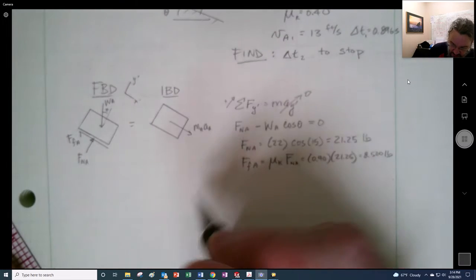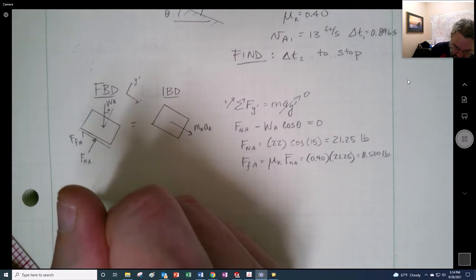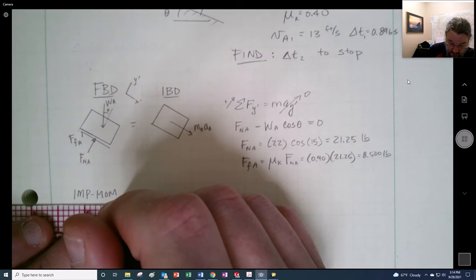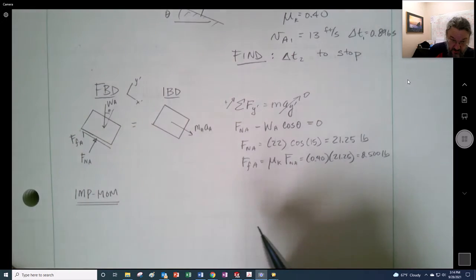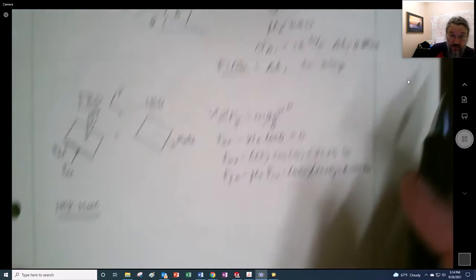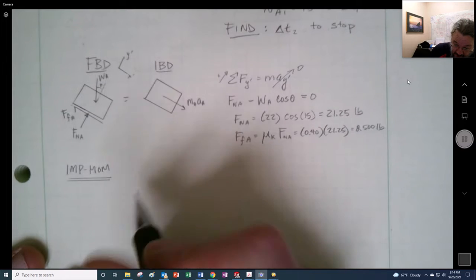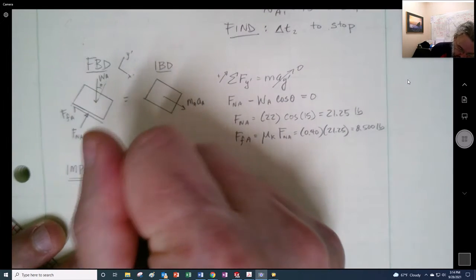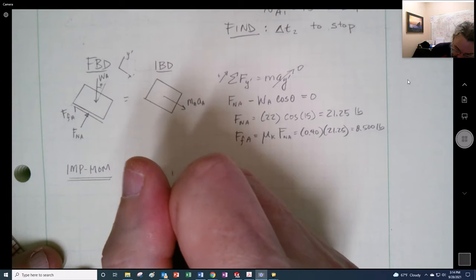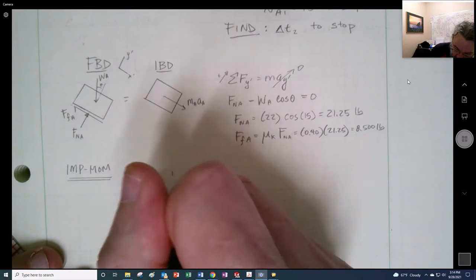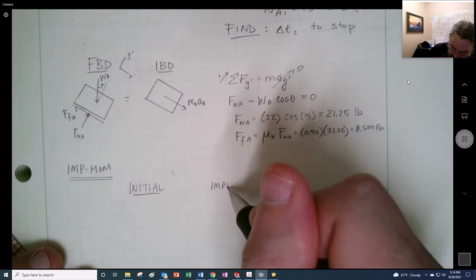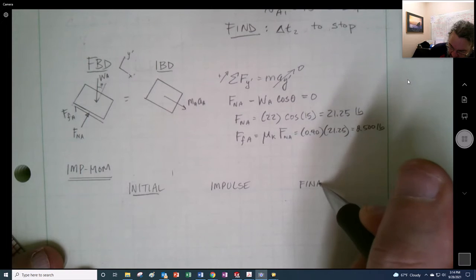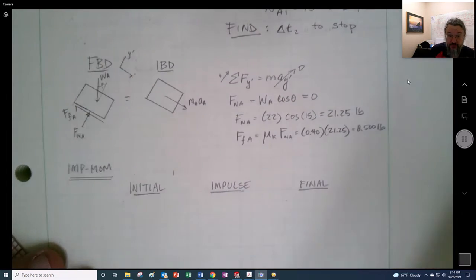Now we're going to do impulse and momentum. I like to go imp mom. Let's go, impulse and momentum. And so we're going to use 3 diagrams for this. I need to label them first. I'm going to go initial, impulse, and then final. Although it's not final because we're going to do another thing after it, but that's good enough.